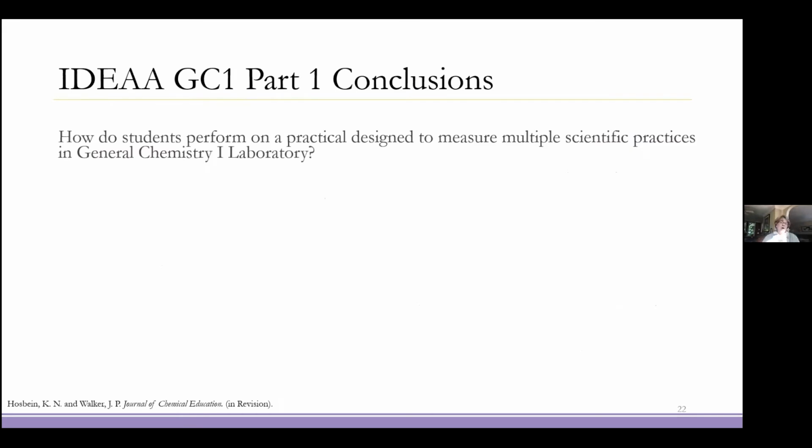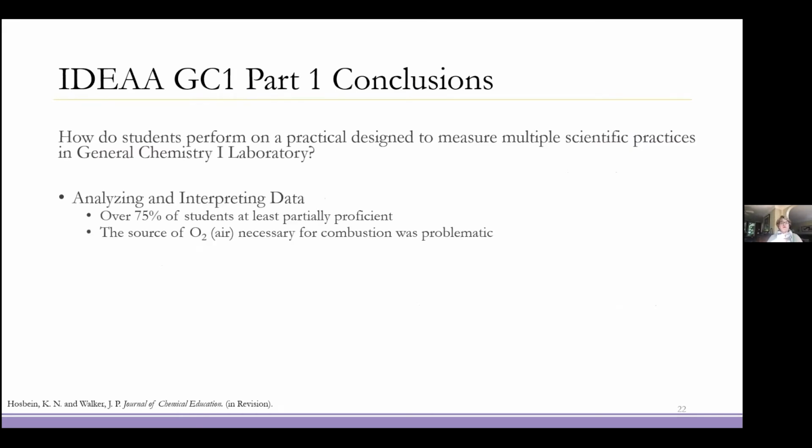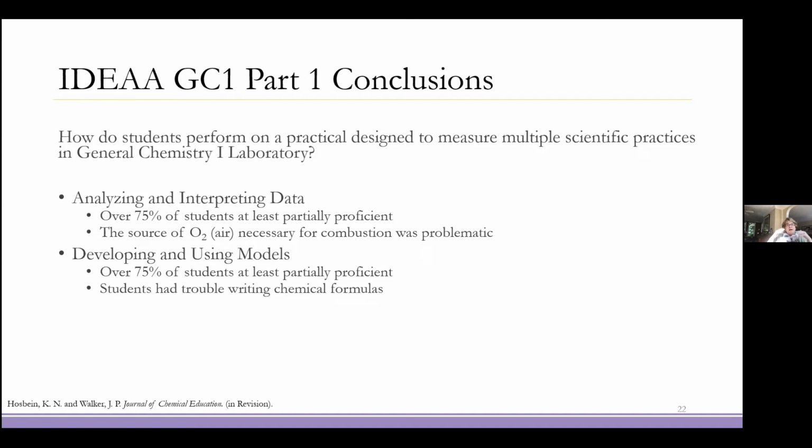So for GC1, part one, analyzing and interpreting data, and we're kind of evaluating our assessment here, they were 75% proficient at interpreting data. The source of oxygen in air was problematic, which I think is problematic on a much bigger level than general chemistry. We really need to drive that home.